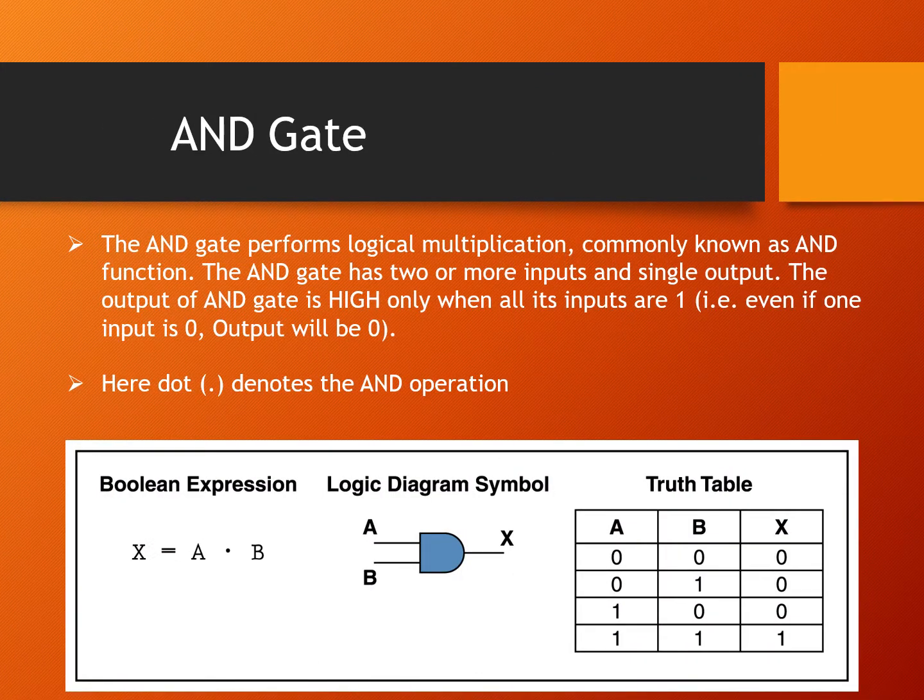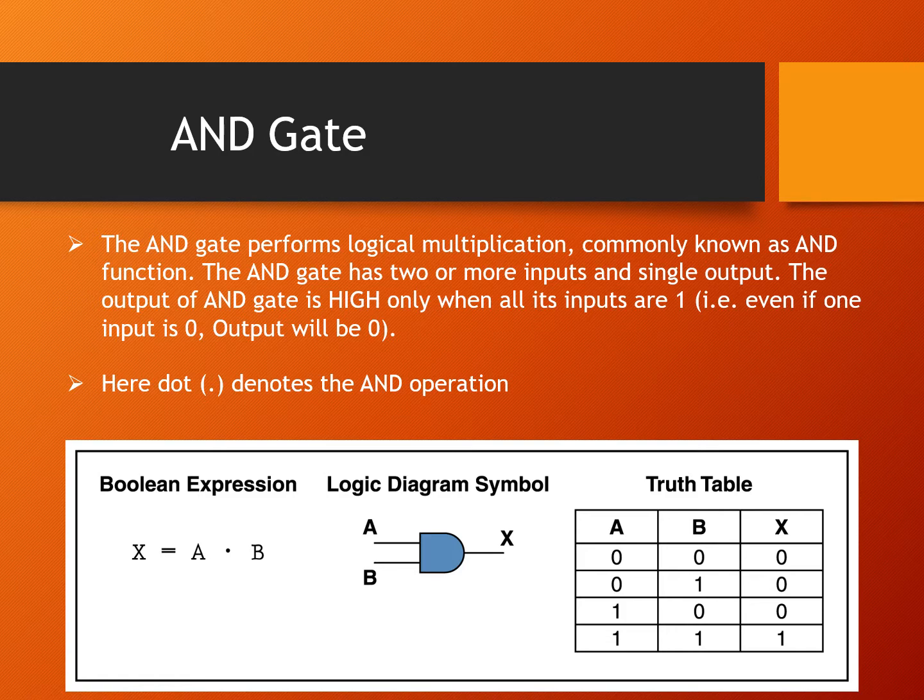AND gate. AND gate performs logical multiplication, commonly known as AND function. The AND gate has two or more inputs and a single output. The output of AND gate is high only when all its inputs are 1. That is, even if one input is 0, output will be 0. Here, dot denotes the AND operation. The Boolean expression is x equal to a dot b.